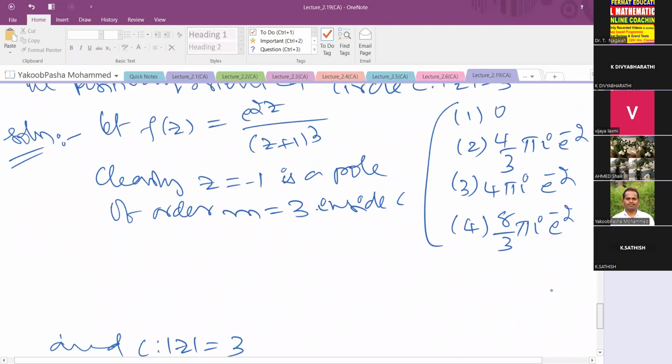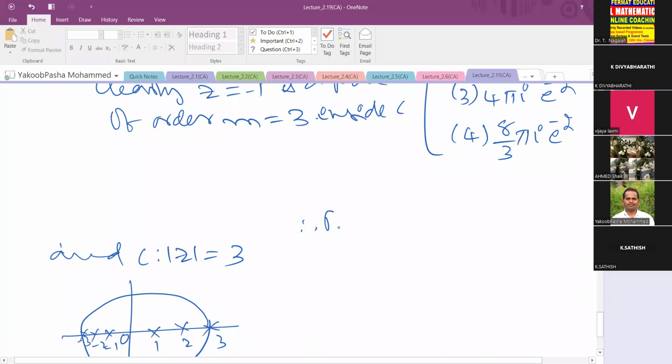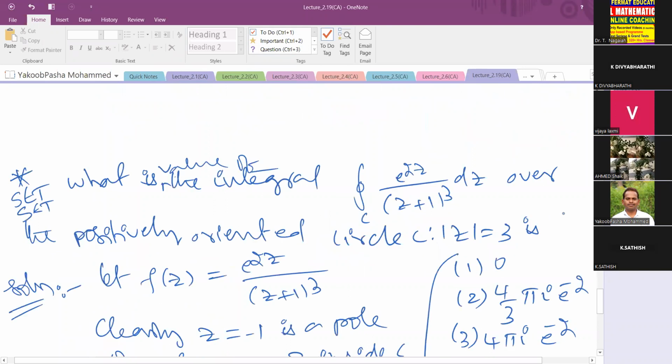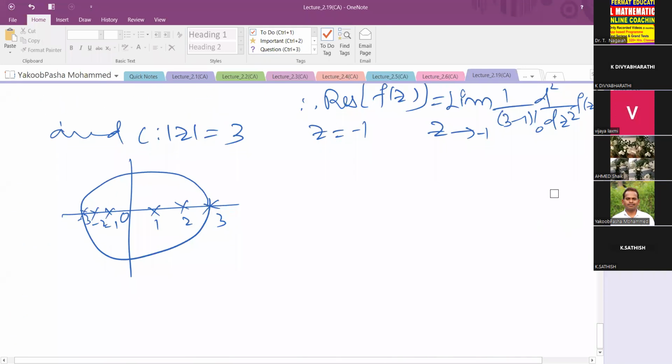Residue of f of z at z equal to minus 1, since it is a pole of order m equal to 3, is equal to limit z tends to minus 1, 1 by (3 minus 1) factorial into d square by dz square of (z plus 1) whole cube into f of z.